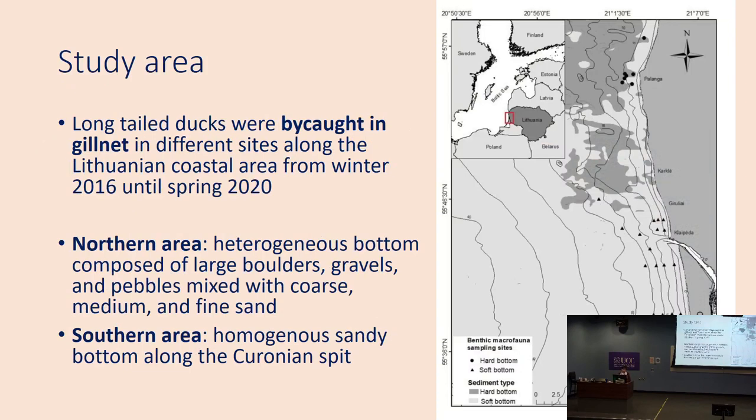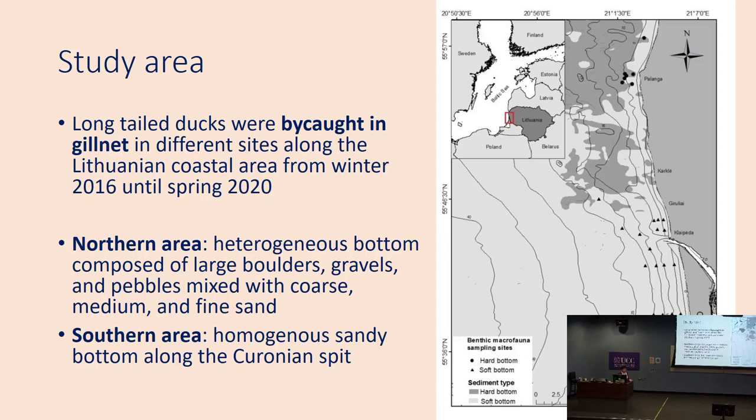So briefly, I will explain the study area. From here, from Klaipeda upwards, we have hard bottom areas with a heterogeneous bottom composed of boulders, pebbles, and different sizes of sand. And then a southern area. The northern area was the area that was impacted by the round goby. And the southern area, instead, is a homogeneous sandy bottom, and the benthic macrofauna there is pristine. There were no big changes in the macrofauna in the last decades.